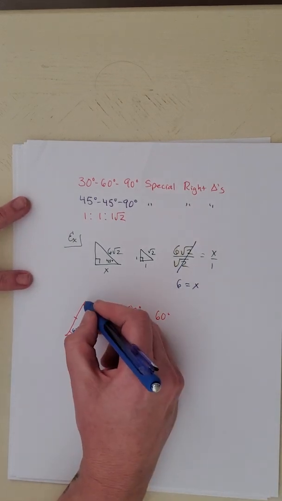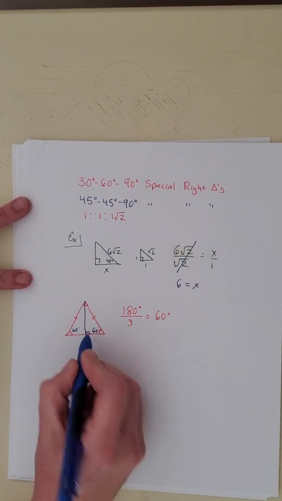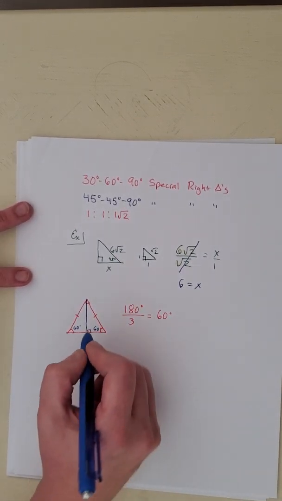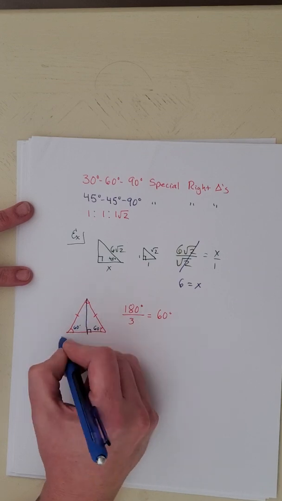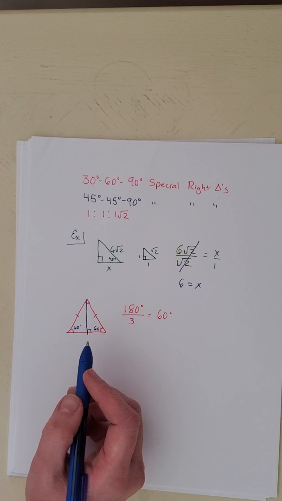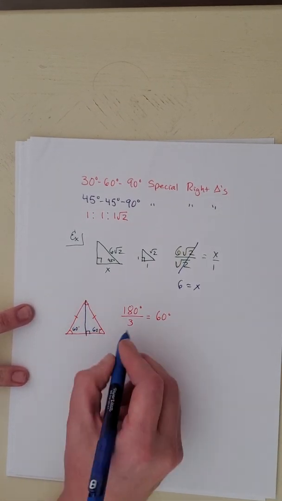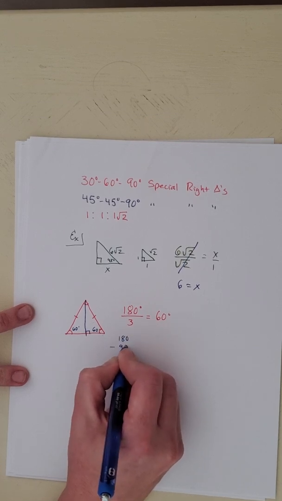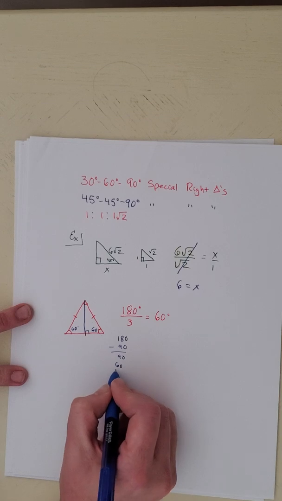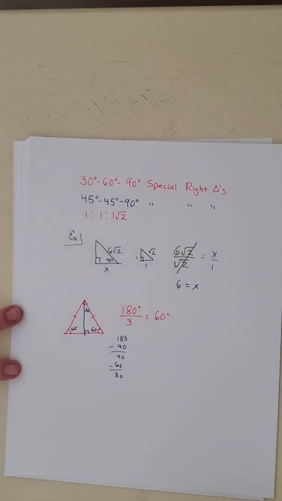What I'm going to do is I'm going to drop an altitude. I'll remind you that an altitude makes a 90 degree to the base. It's perpendicular to the base. And so what happens is that now we've divided this equilateral triangle into two congruent triangles. And so if there's 180 degrees in this triangle right here, then I would take 180, subtract off 90, that gives me 90. I'll subtract off this 60 degree angle, and that gives me 30 degrees. That means that this is a 30 degree angle.